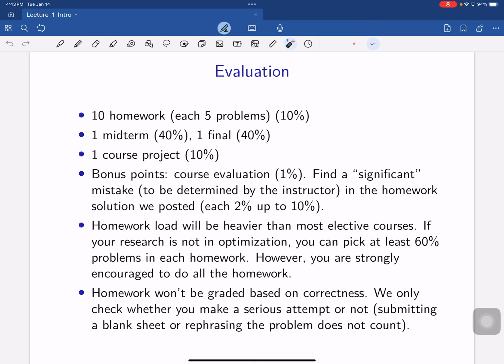Okay, by a serious attempt, I want to clarify submitting a blank sheet is not a serious attempt. Last year, I got not only one student, but multiple students, each time they submitted a blank sheet and say they made an attempt to this homework and asking for the full grade. I hope this is clear enough. That doesn't really count. Okay. Yeah, any questions regarding the evaluation here? Okay.